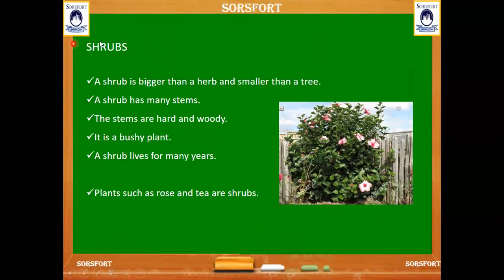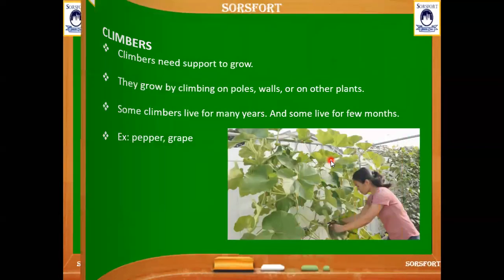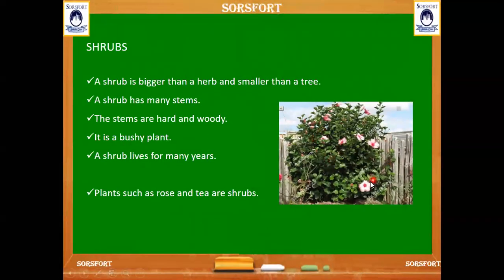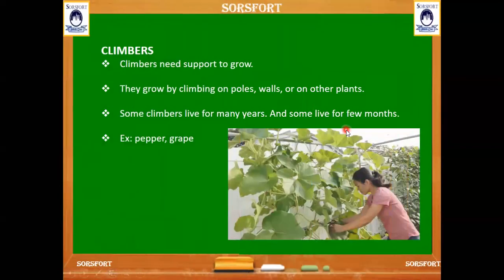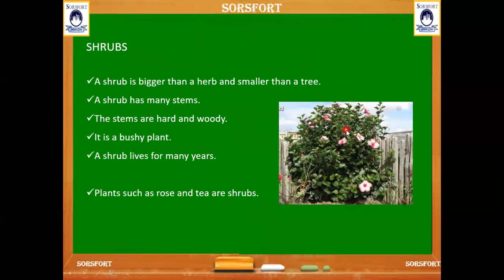And next we can see about shrubs. A shrub is a bigger plant than the herb. When we compare to the herb, it is bigger, and when we compare to the tree, it is smaller than the tree. We can see the hibiscus flower plant here. It has a very hard and woody stem, and this is a bushy plant with many stems. The shrub lives for many years, more than 10 years. Examples for shrubs are rose plants and tea plants.